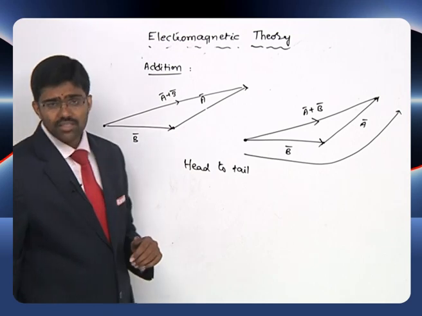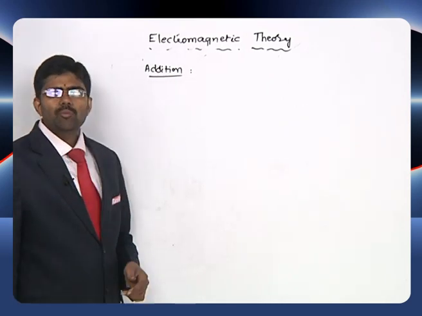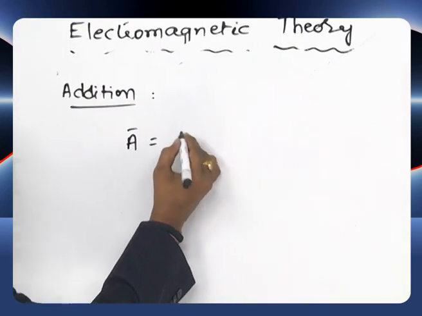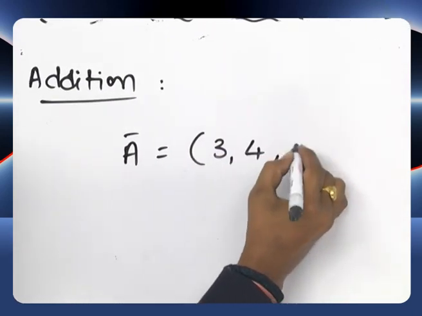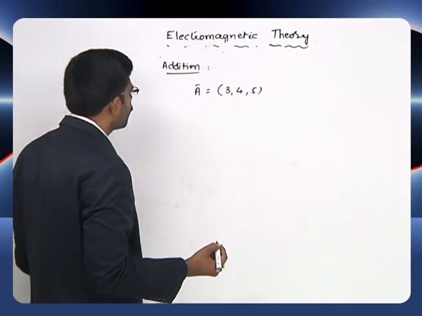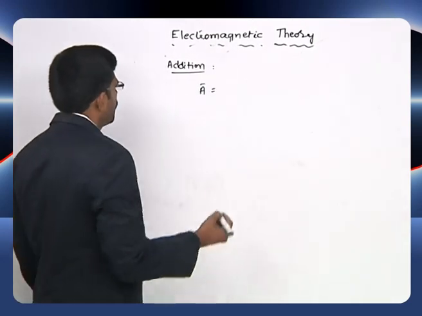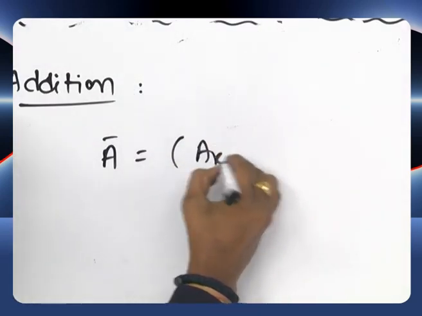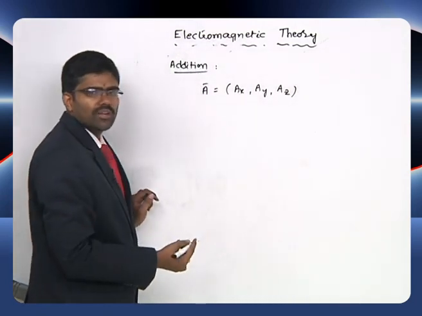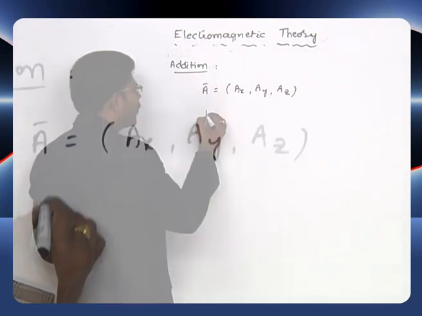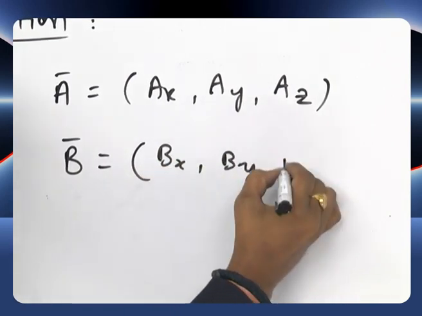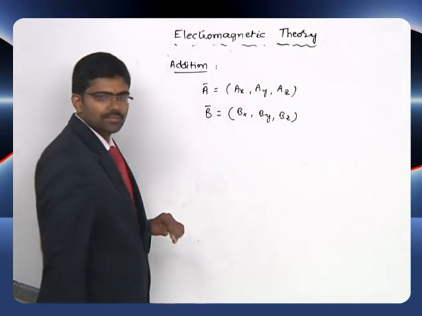Now if the point is given to us, then consider the point representation of the vectors. If the point is given like this, that is, a vector is given as 3, 4, 5. So in general, instead of taking the numbers, we will take the components. So let us take a bar as ax, ay, az. So these are the components of vector a, and the components of vector b are bx, by, bz.